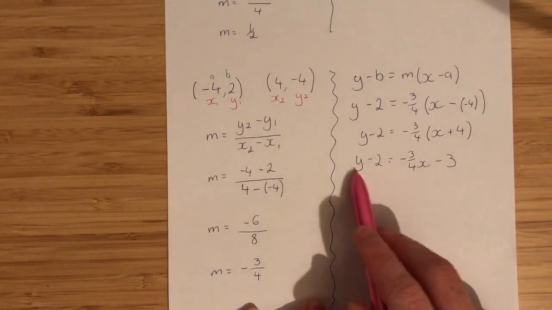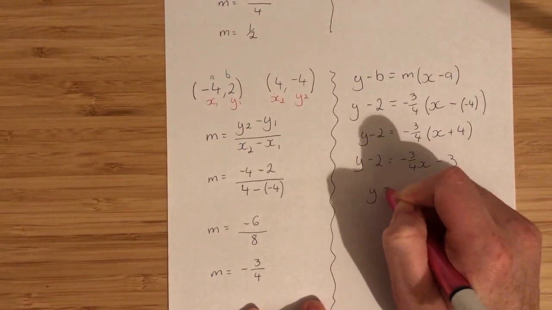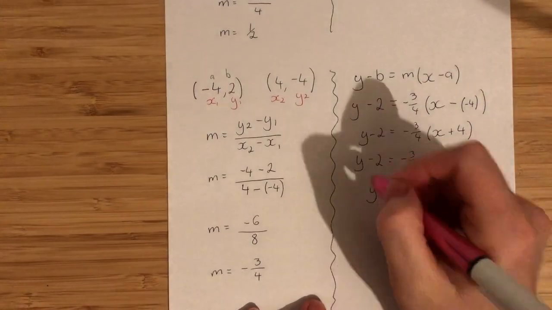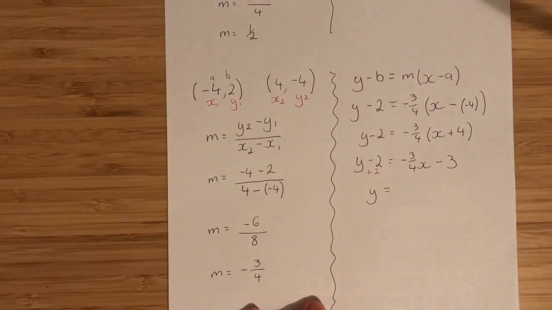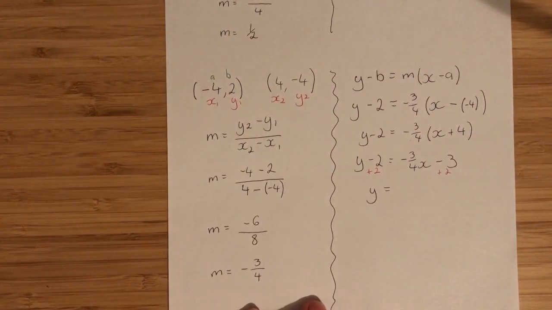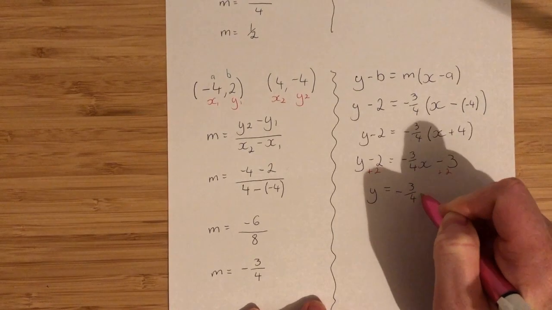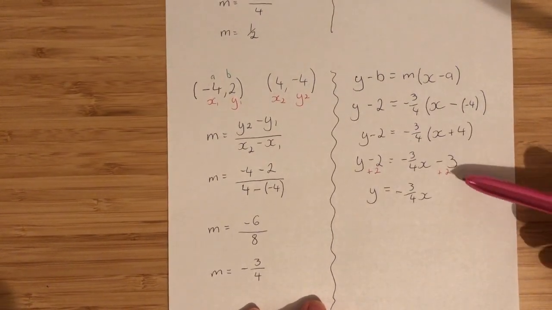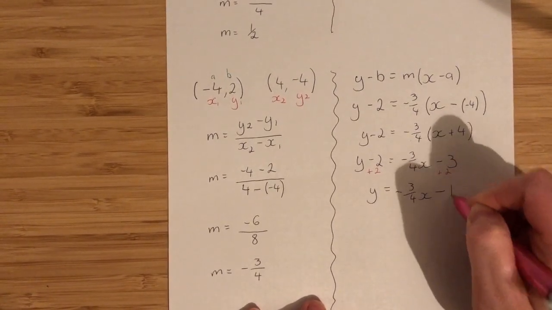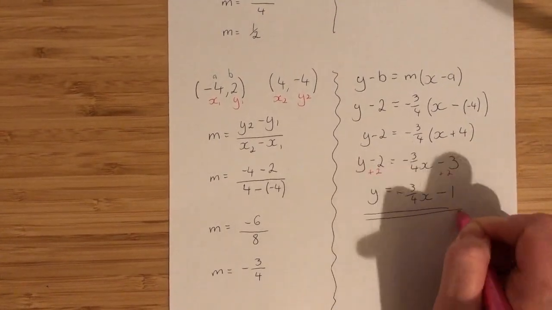Okay, last little bit, we want this y just to say y equals. So to get the y by itself, I've added 2. So if I add 2 there, I also add 2 on this side. So we've still got negative 3 over 4x. Negative 3 plus 2 is negative 1. And that's your solution. That is the equation of the line.